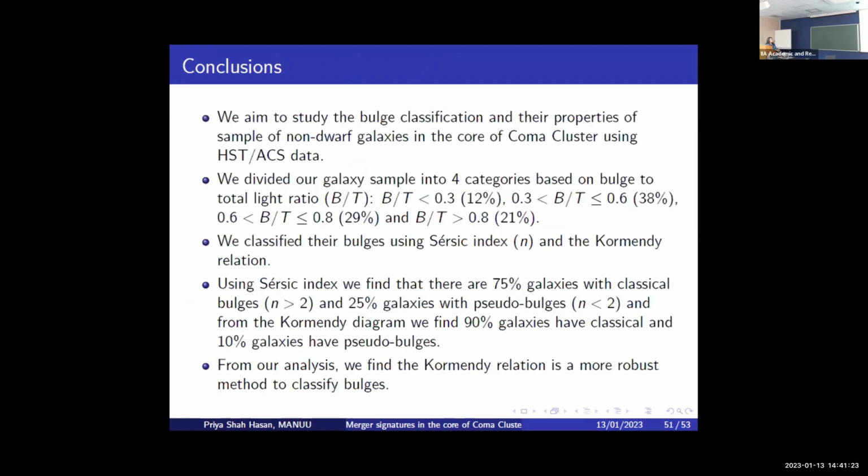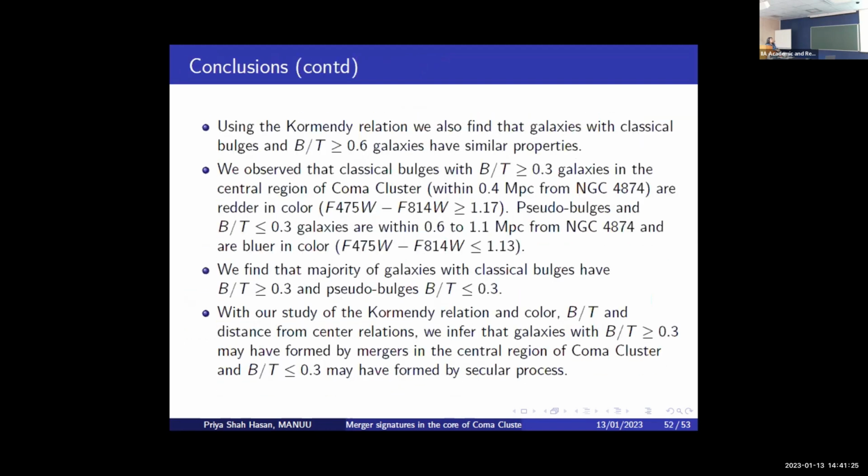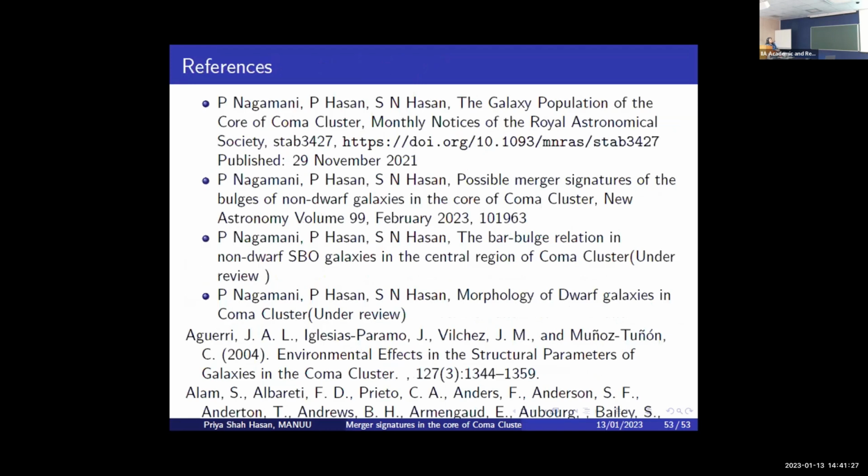So I think I'll end with this. We will continue with this. This paper has been published in New Astronomy. The earlier one was in Monthly Notices. Two more are still under review. Thank you.